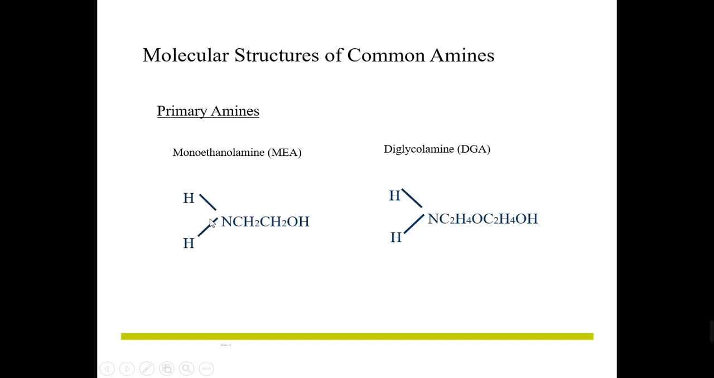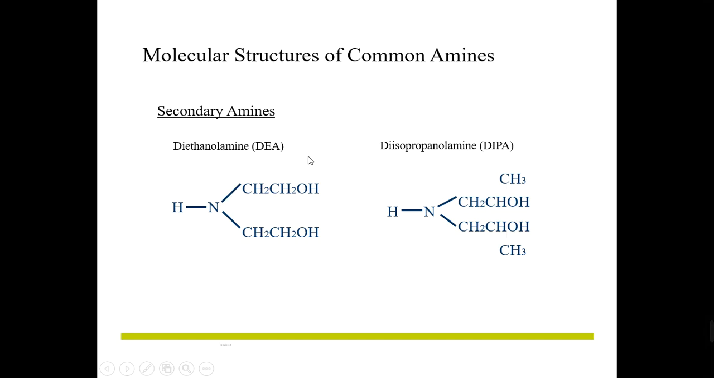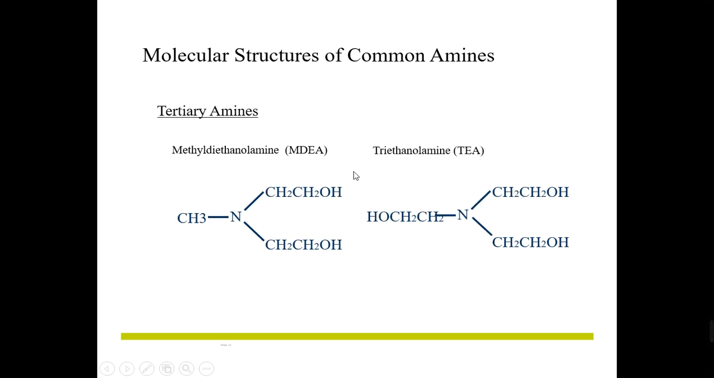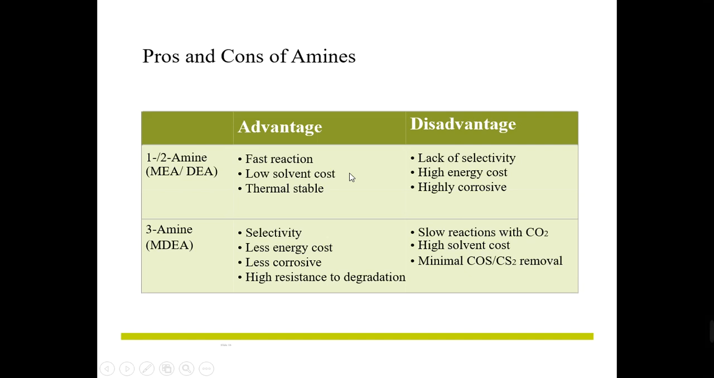In the primary amines here, we have monoethylamine. In the secondary ones, we have two chains here. These are the secondary amines that we have, and these are the tertiary ones, which have three structures connected to them.